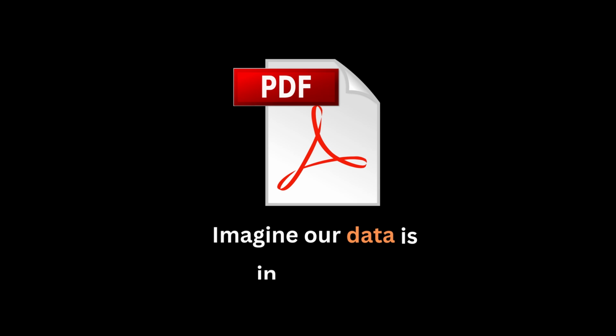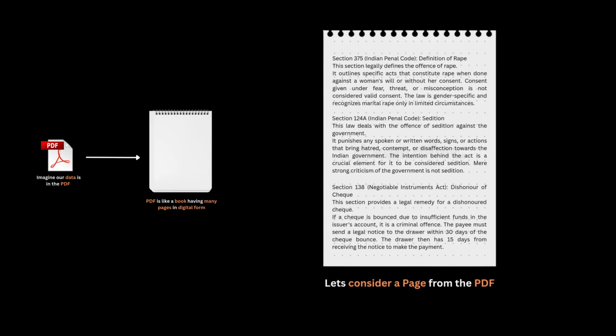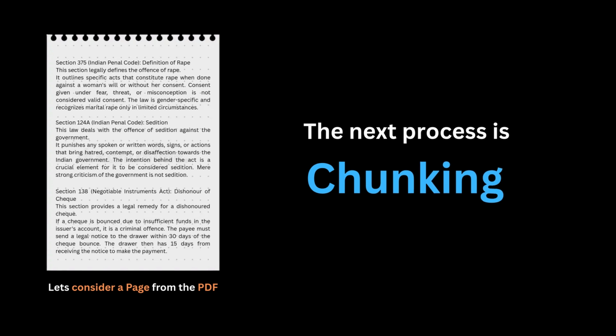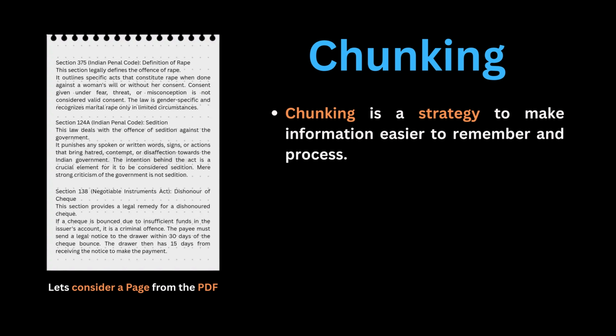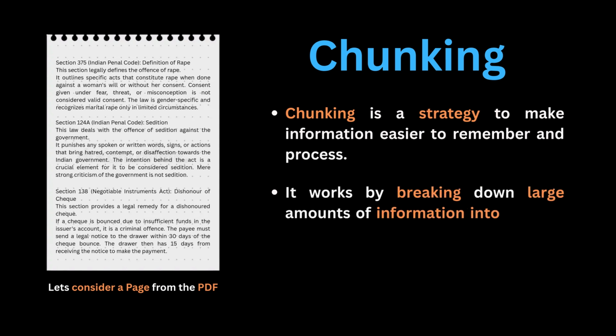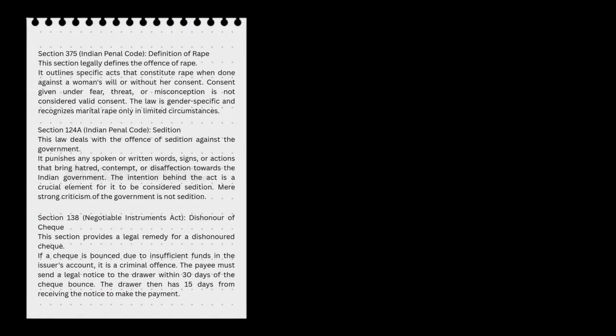Imagine we have our data stored in a PDF. Think of the PDF like a digital book. It can have many pages filled with information. Now, let's take just one page from this PDF. The next step in the RAG pipeline is called chunking. So, what is chunking? Chunking is basically a strategy to make information easier to process and remember. Instead of handling one huge block of text, we break it down into smaller, manageable groups, which we call chunks.